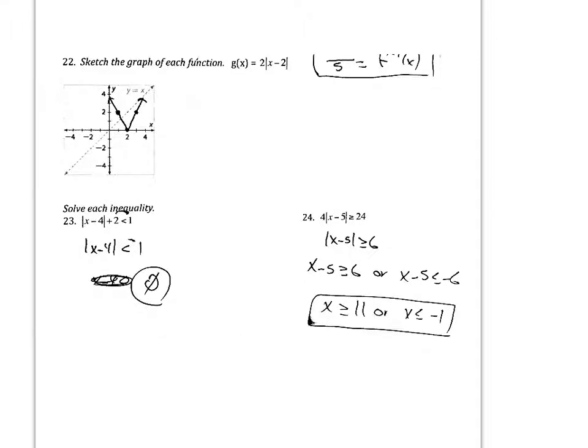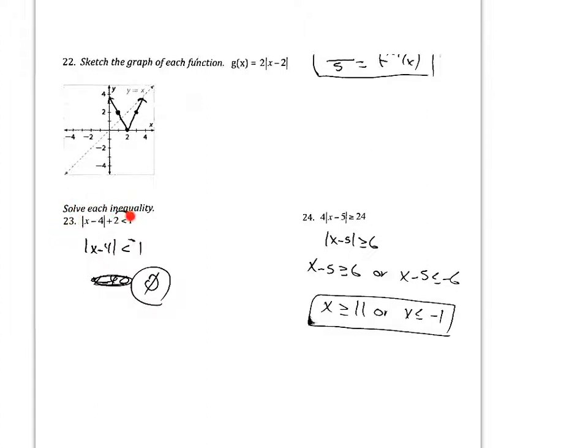22 is an absolute value graph. Don't forget absolute value always makes a V. There's a -2 inside that shifts it 2 to the right, so I'm going to start my V right 2. There's a vertical stretch of 2 in front, so you go up 2 over 1, up 2 over 1, draw your V.